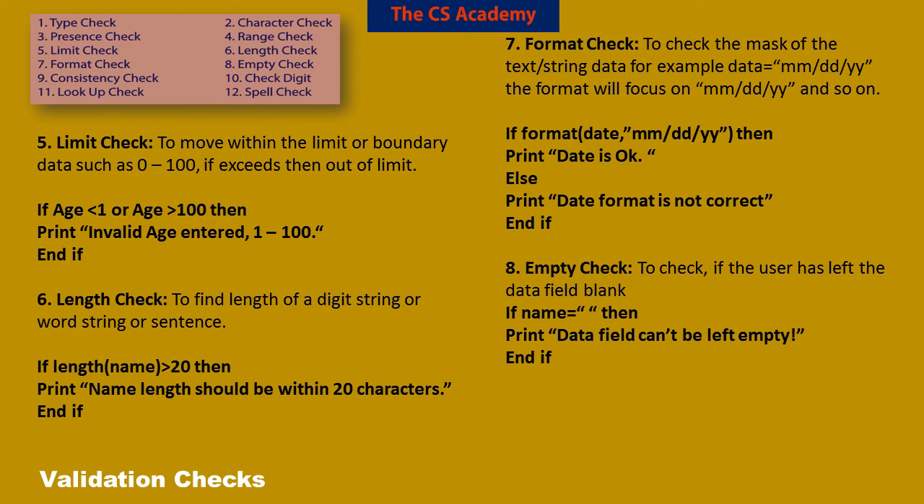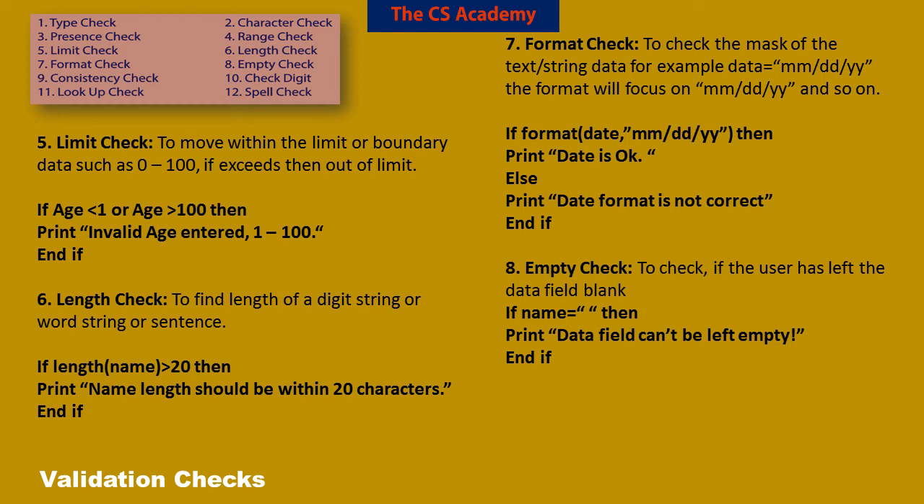Here we are continuing with the fifth check, that is limit check. Basically, it is used to keep data within the limit or boundary, that is from 0 to 100. Let's suppose you have set the range of age as 0 to 100 or 1 to 100. If you enter -1 or less than 0, then the error message will be reported. On the other hand, if it is greater than 100, then it will also report the error that the data is out of the limit.